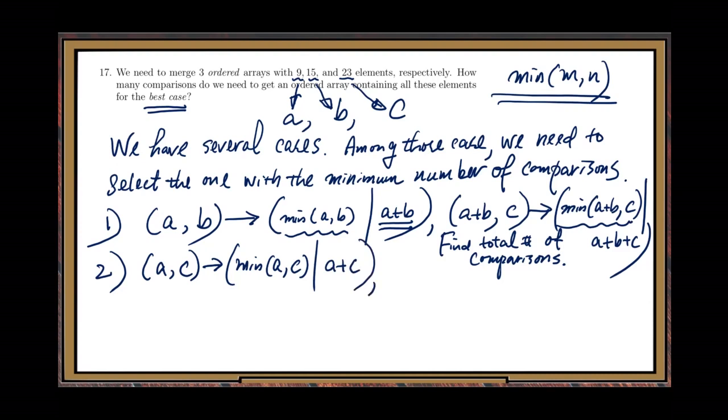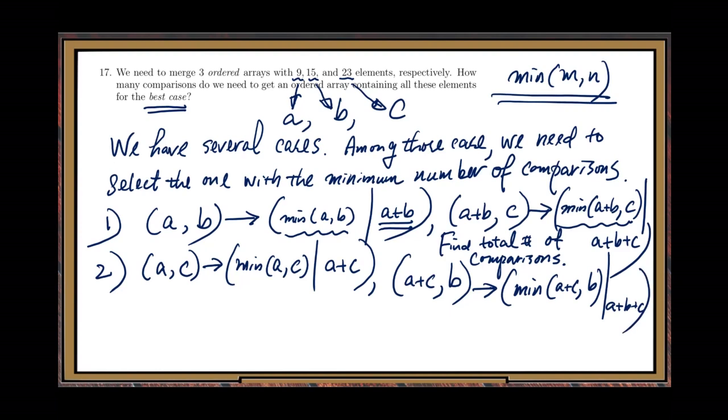Okay. And the next merge is A plus C with B. The minimum of A plus C, B, then A plus B plus C. So then you calculate the total number of comparisons for this case.